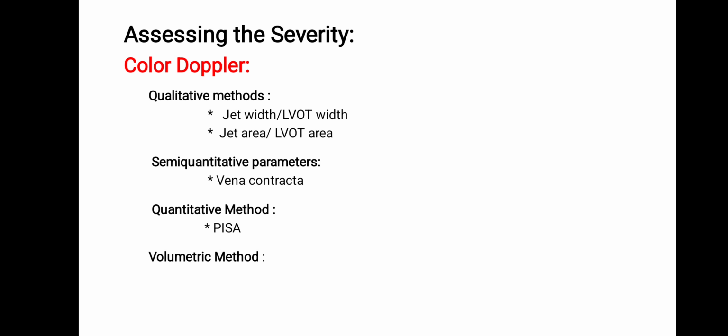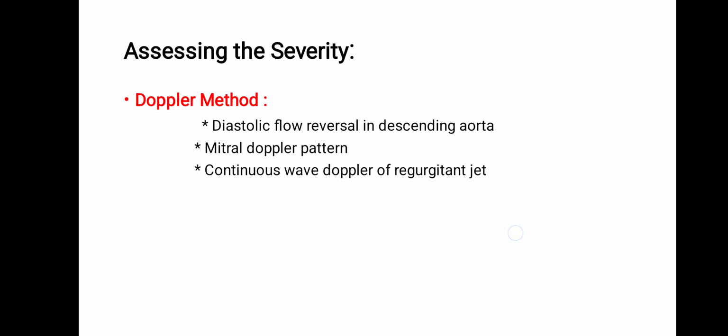Then assessing the severity. First, while you are doing echo, you have to look at the color Doppler. Qualitative method: first is jet width per LVOT width, jet area by LVOT area. Then semi-quantitative parameter is vena contracta. Quantitative methods are the PISA method and volumetric method.